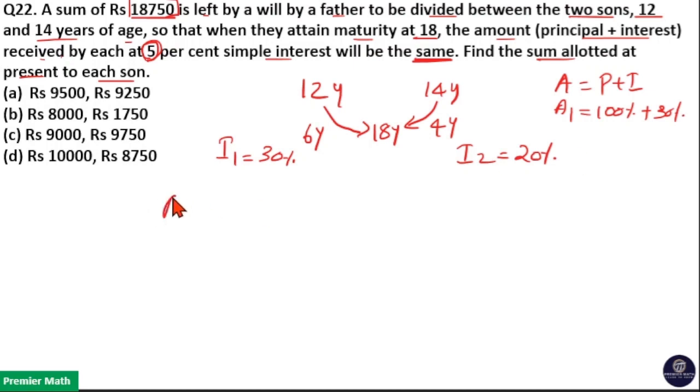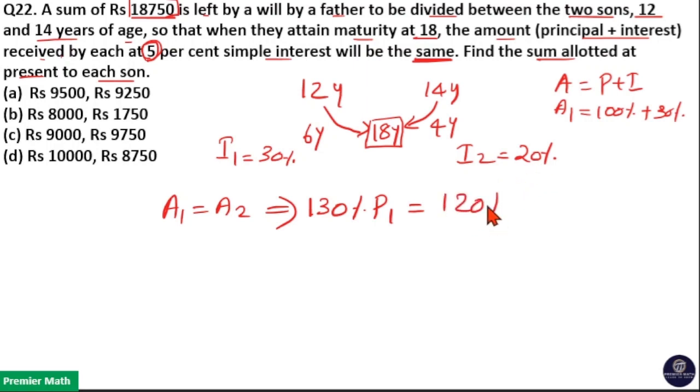When they attain the age of 18 years, the amount received by both sons will be equal. So amount 1 is equal to amount 2. That means interest is 30%, principal is 100%, so 130% of principal 1 is equal to principal 100% and interest 20%, so 120% of principal 2. Now P1 by P2 is equal to, here 0 and percentage cancel, so this will become 12 by 13.